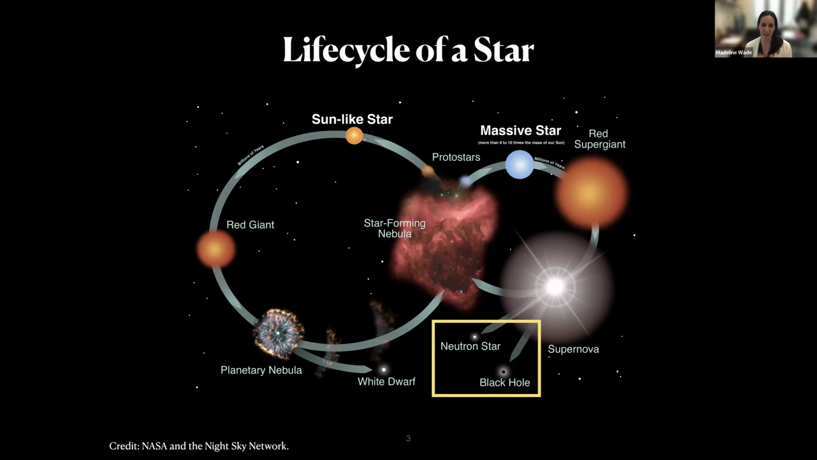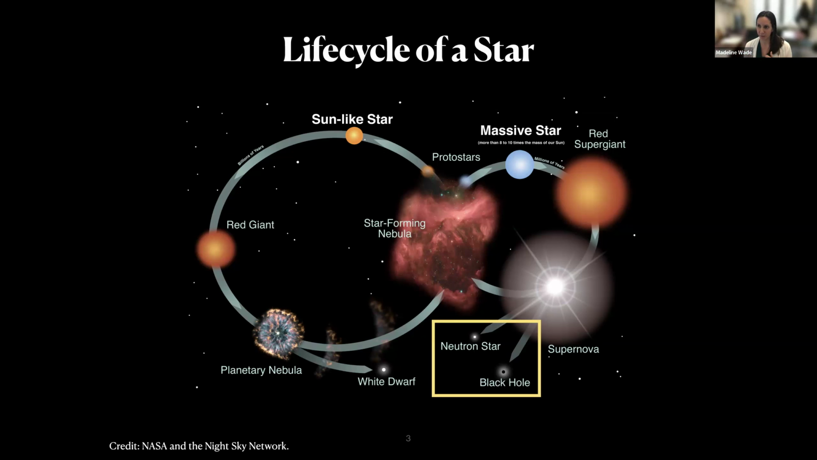And I should mention that these explosions, this end life of either the massive star in a supernova or the planetary nebula, this is the type of thing that triggers new star formation. So this is what we call the life cycle of a star. The death of some stars will trigger the collapse in these star-forming nebula to trigger the birth of new stars.